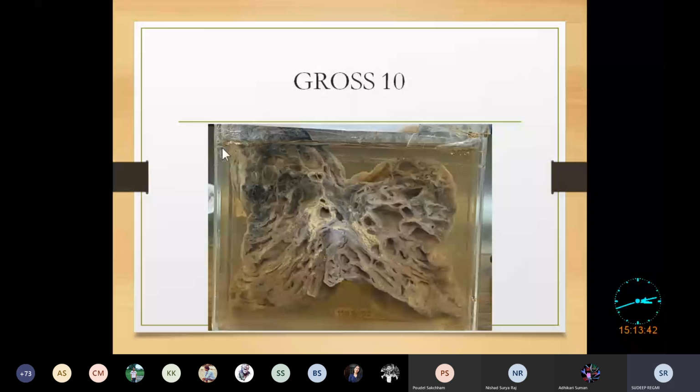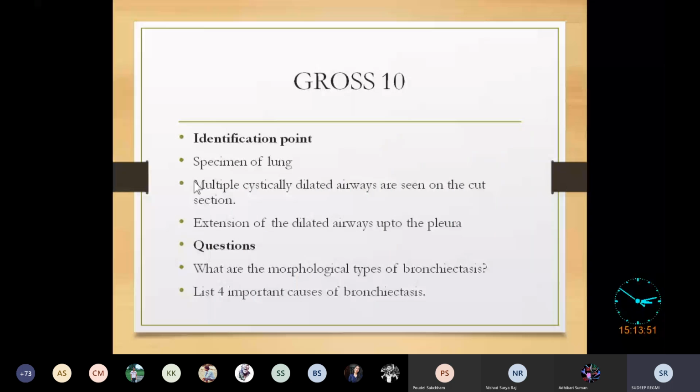It is a specimen of a lung showing multiple cystically dilated airways, which is seen in the cut section, and extension of the dilated airways up to the pleura, or up to the subpleural lesion. So this leads to the gross diagnosis of bronchiectasis of the lung. So the most important thing is multiple cystically dilated airways.